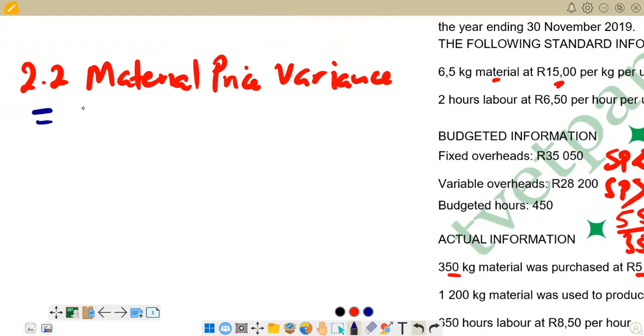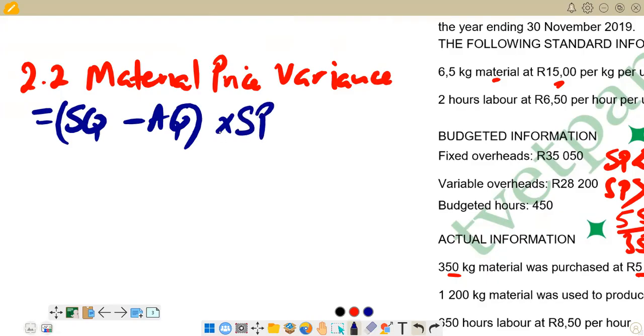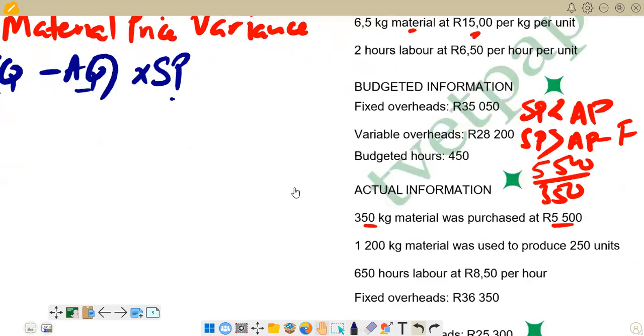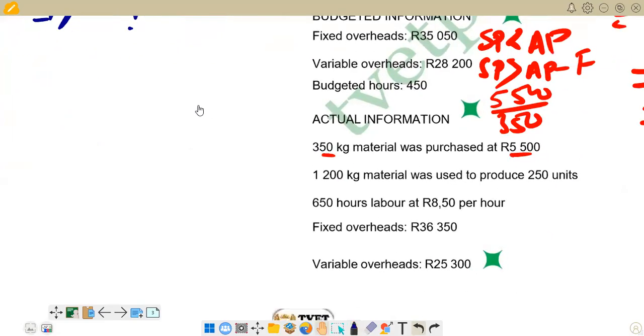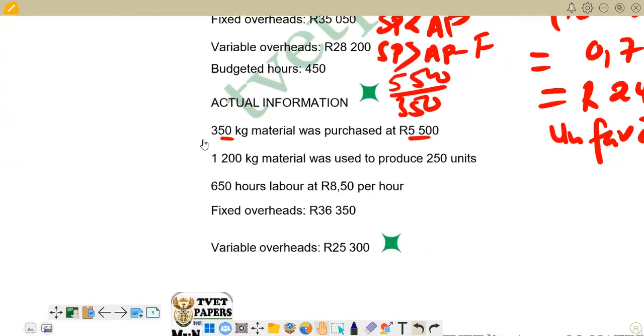The formula is: standard quantity minus actual quantity, in brackets, then we multiply by standard price. Our task now is to identify which one is the standard quantity, the actual quantity, and the standard price from the information we are given. We go to identify the standard quantity first.